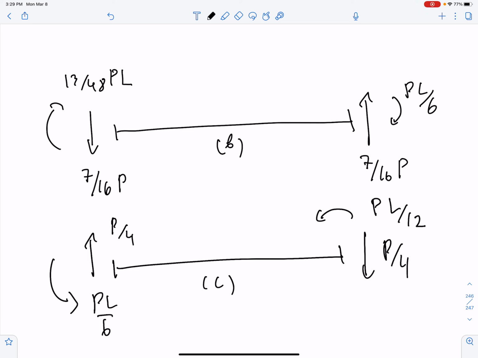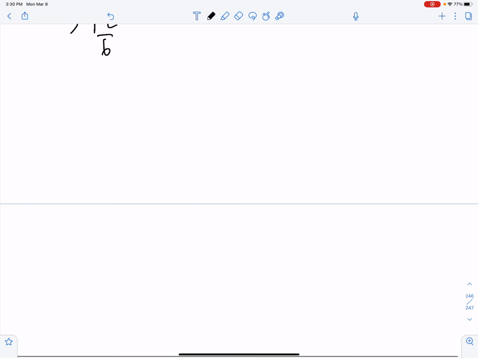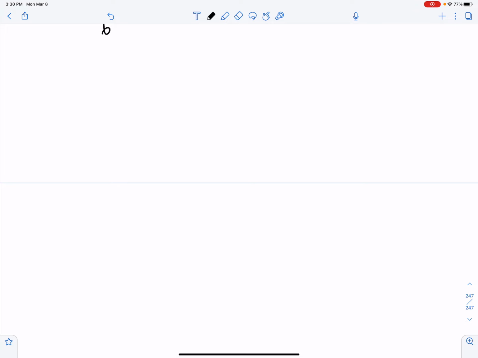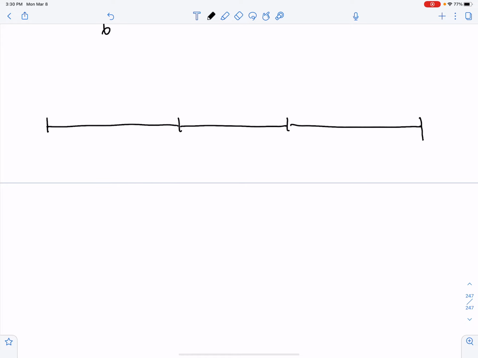And so next, I suggest we put everything together. So we're going to draw the structure. We have 3 elements, and so let's look at the forces first.